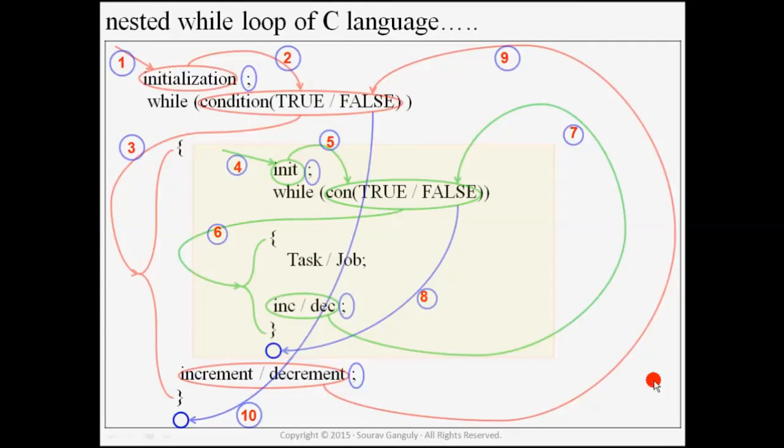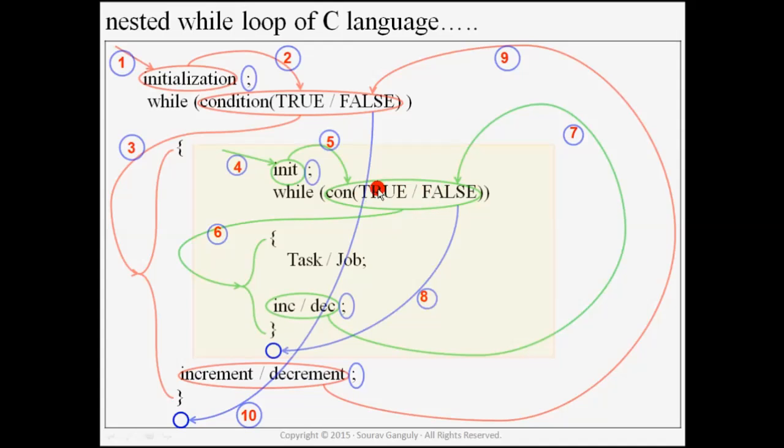Now come here. This is another example that you may think is very complicated, but believe me, it is not complicated at all. Let me analyze this. This is the initialization section of the first while loop. The cursor comes here, then checks the condition. If the condition is true, then the cursor will directly come to the body of the while loop, and point 4 will execute. Initialization of the next variable, then the condition will be checked, then the cursor will come here, perform its task, and increase or decrease the value of the variable.